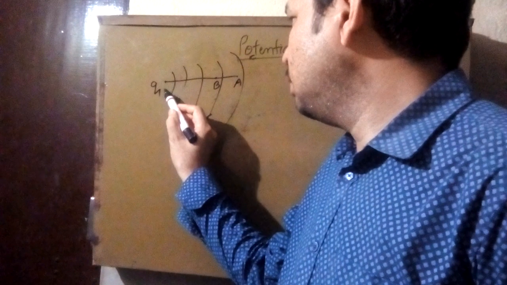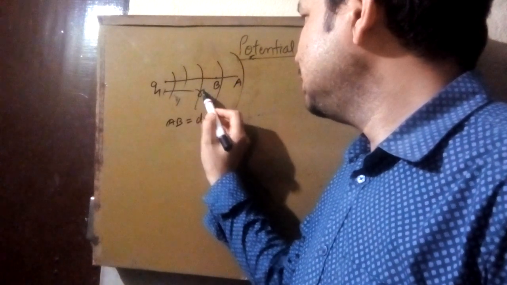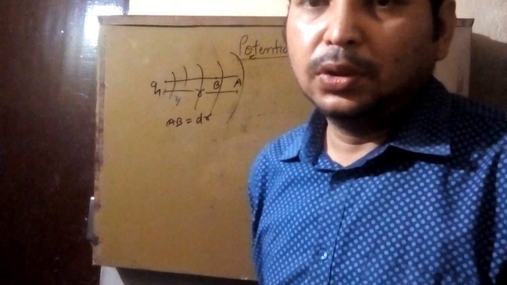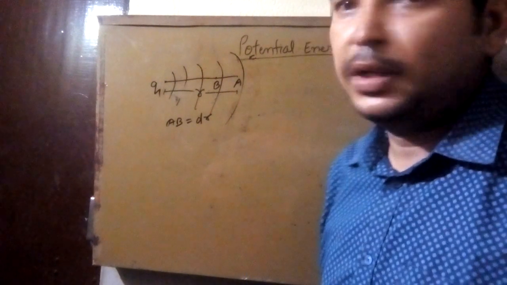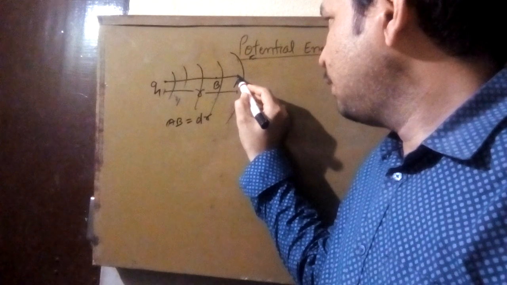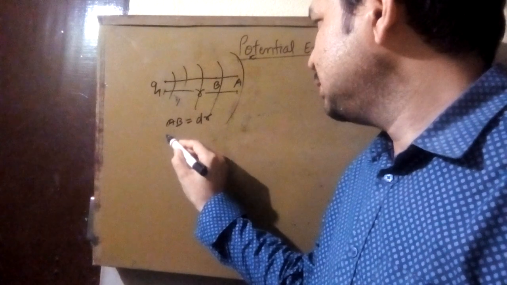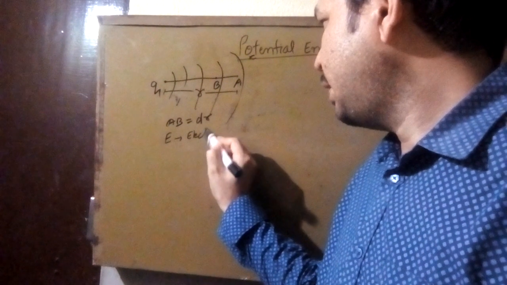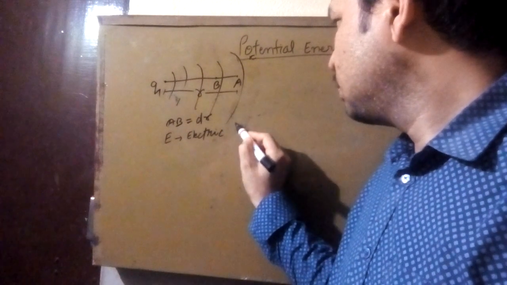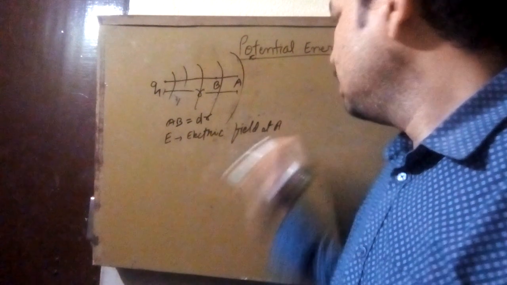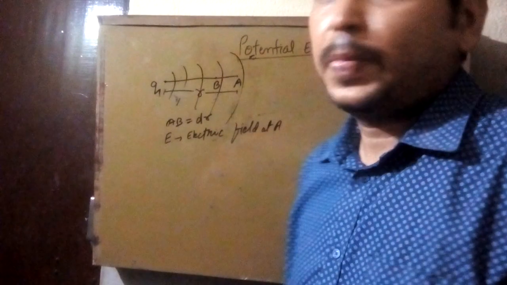Now suppose Q1 is at distance r from point A. So all the things we have done. This is the source charge. Suppose due to this source charge, the electric field at point A is E. E is the electric field at A due to Q1.